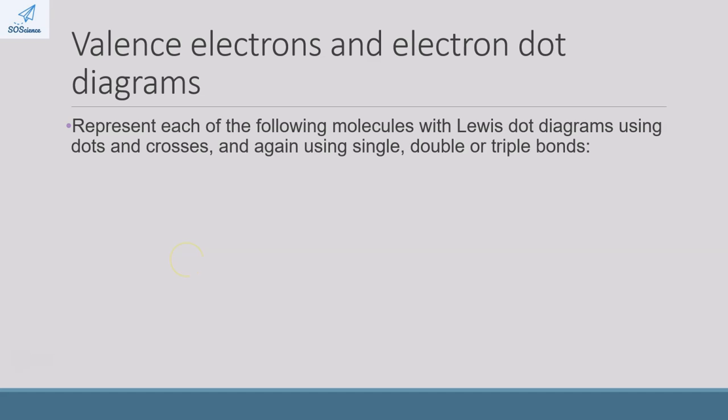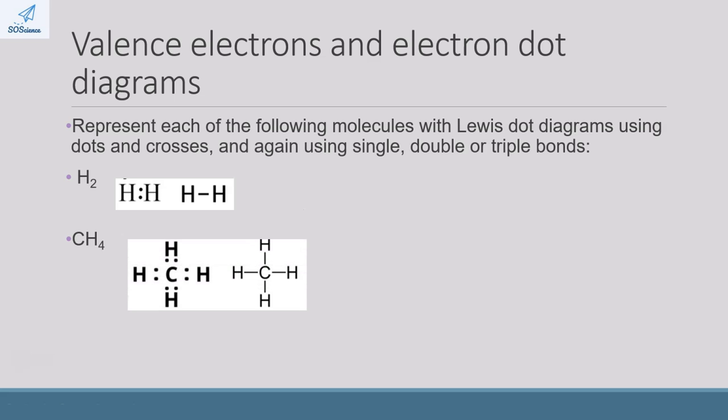Let's take a look, starting with hydrogen. Hydrogen gas is H2, it's a diatomic molecule. Each hydrogen atom has 1 valence electron, so by sharing their valence electrons, they create a single bond. CH4, we already covered together. Carbon has 4 valence electrons, and each hydrogen atom surrounding the carbon atom contributes 1 valence electron. Therefore, there are 4 single bonds around the carbon atom.